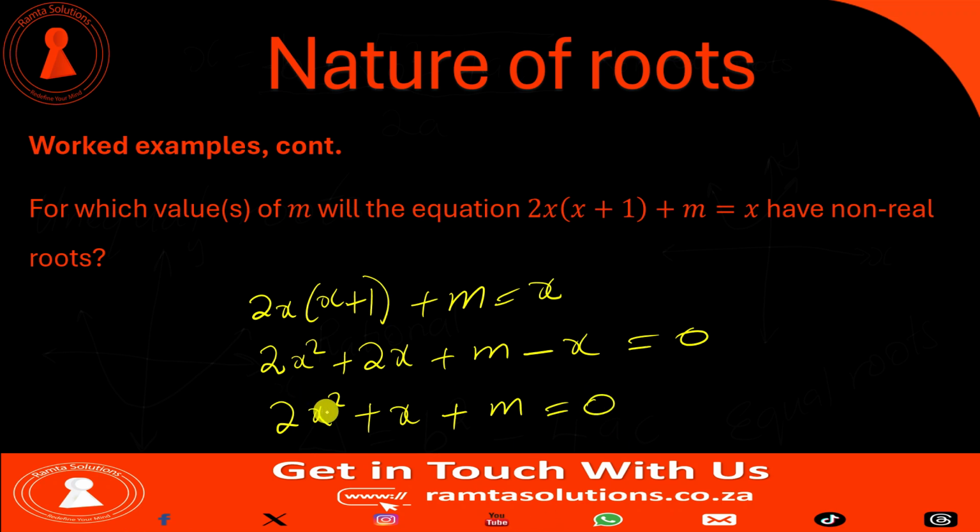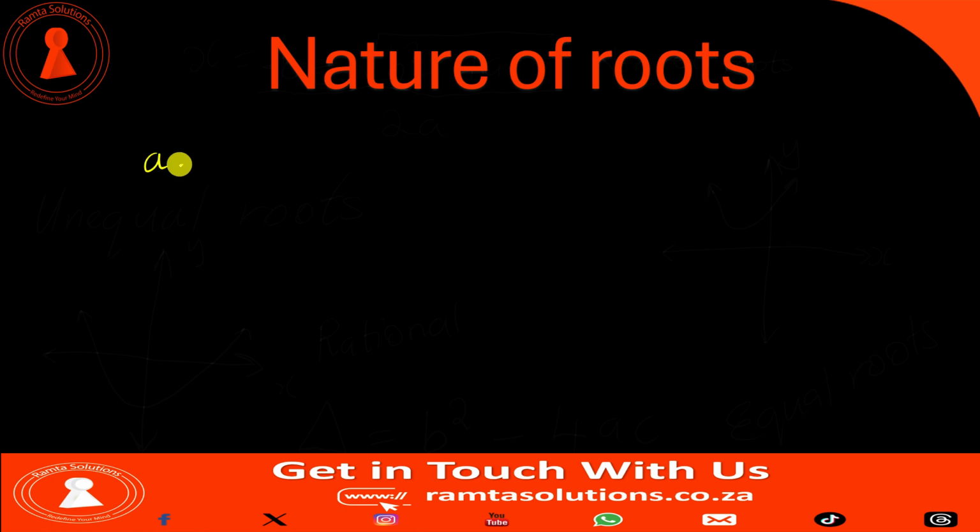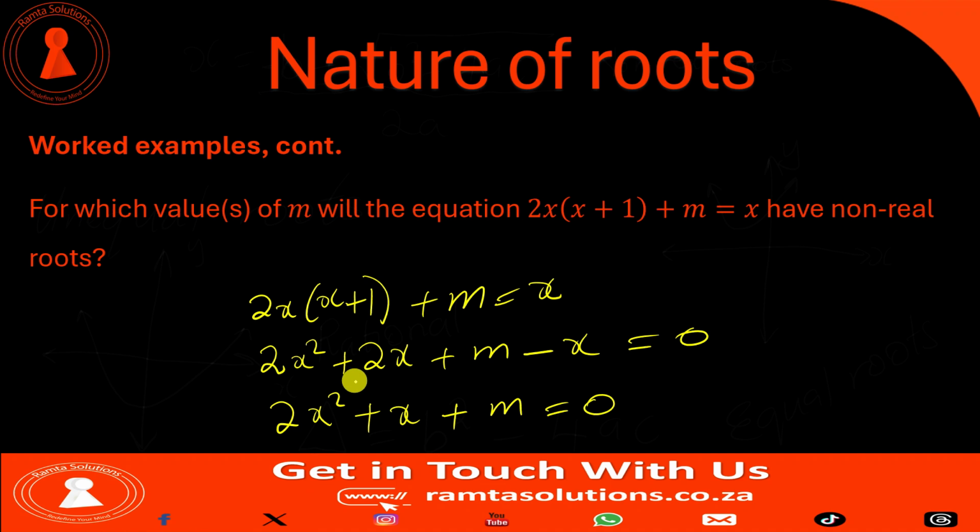Do you see this? Now you have it in the form ax squared plus bx plus c. So what do we say? a equals 2, b equals 1, c equals m. Let's go back to confirm. Indeed, a equals 2, b equals 1, and c equals m, because c is the constant.